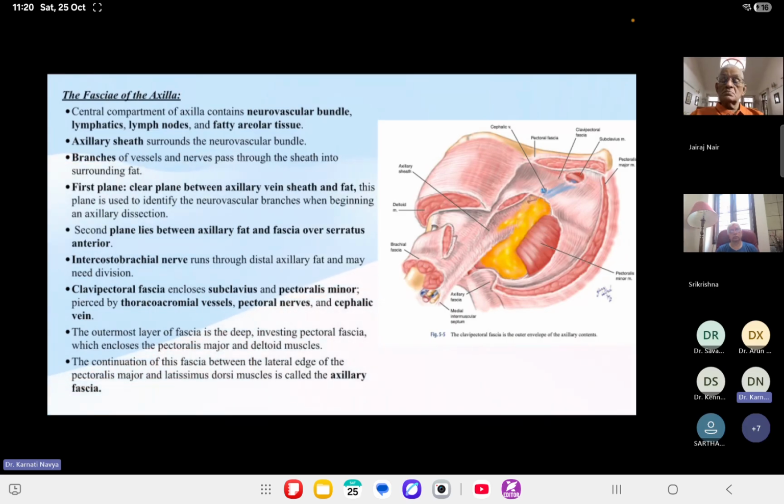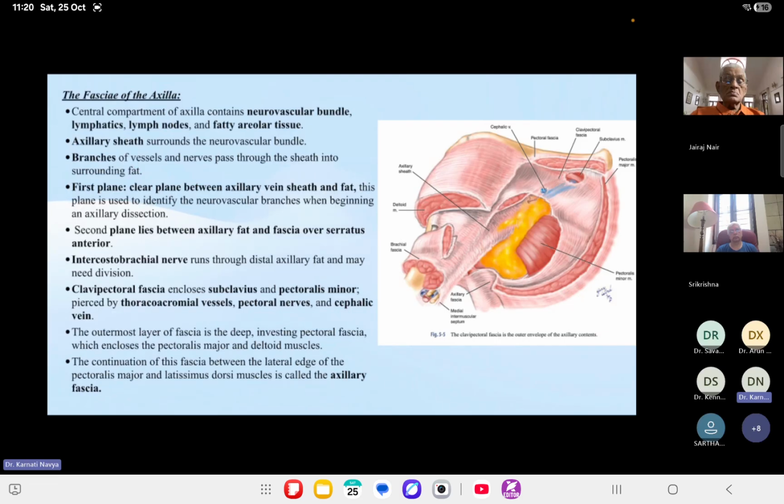The fascia of the axilla: the central compartment of the axilla contains neurovascular bundles, lymphatics, lymph nodes, and fatty areolar tissue, which you can see in the image, and the axillary sheath. The axillary sheath surrounds the neurovascular bundles, and the branches of vessels and nerves pass through this sheath into the surrounding fat.